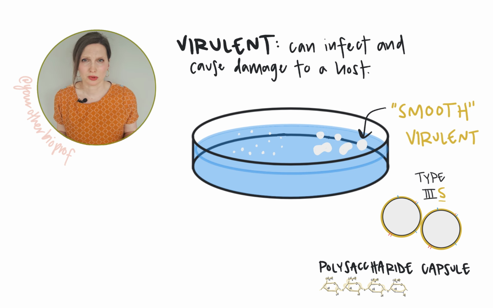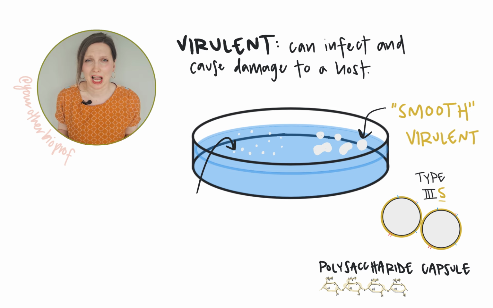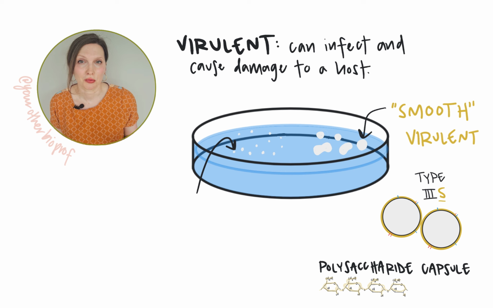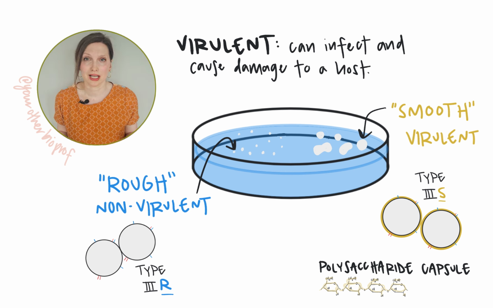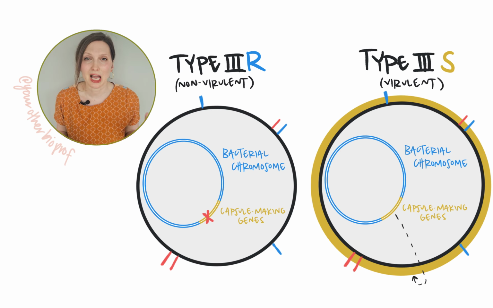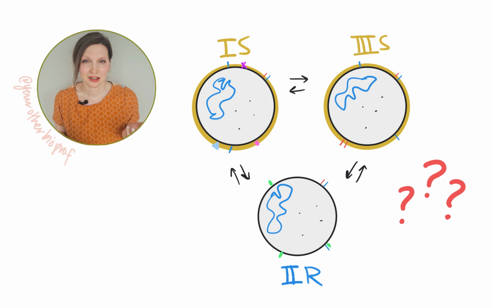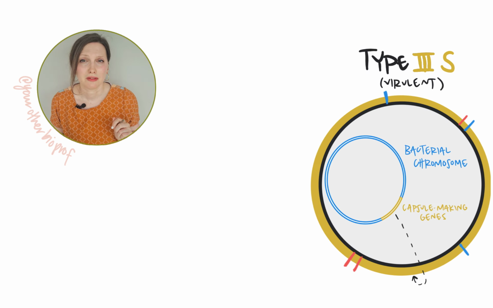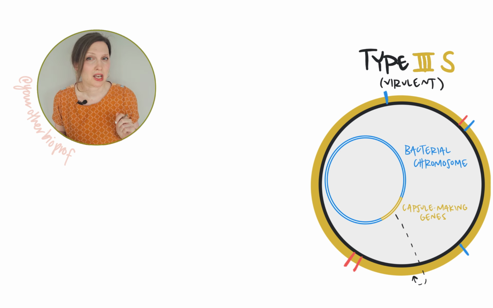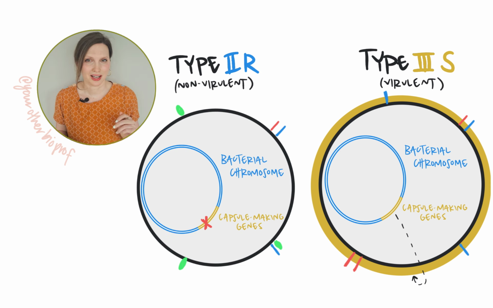But sometimes mutants would appear in those petri dishes that lacked a capsule. Their colonies look smaller and rough. These rough or type R bacteria are nonvirulent or avirulent. They don't cause pneumonia. A mutation breaks a gene needed for building that capsule, and without a capsule, they're more easily dealt with by defensive cells. So can one bacteria type convert to another? Well, Griffith used two types, virulent 3S and non-virulent 2R, to find out.